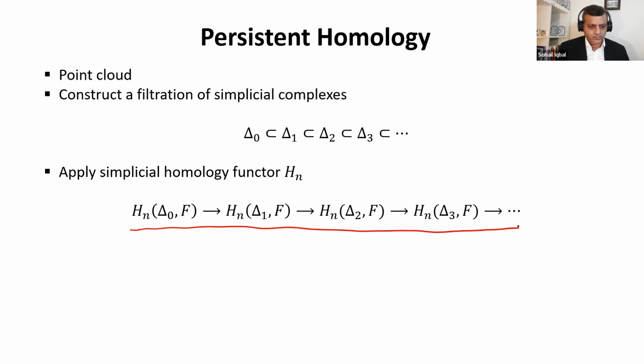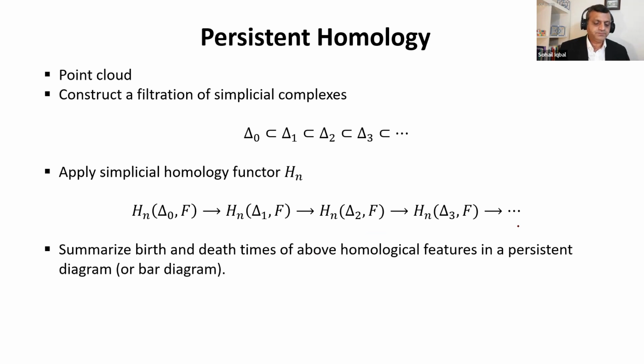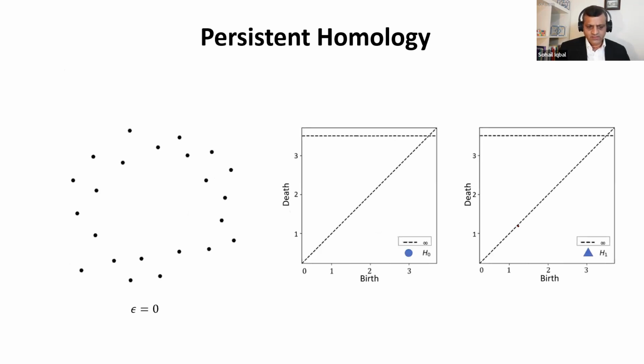But there's one more problem over here. It's a bit lengthy information. So what to do with that? With the help of some classification results, we can summarize all this information in a diagram known as the bar diagram or persistence diagram. Now let's have a look at a very simple example that depicts all this.